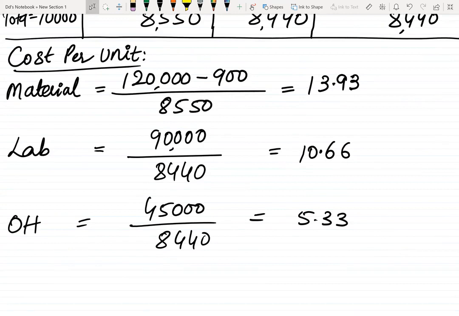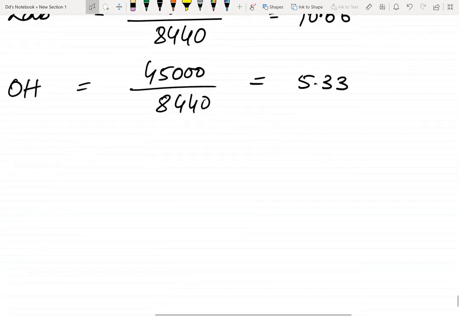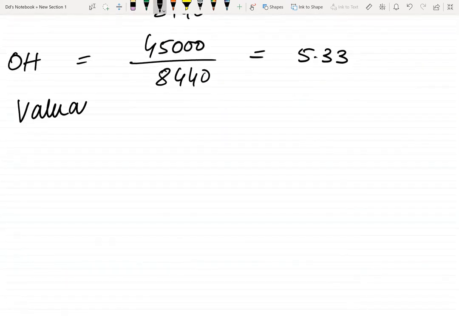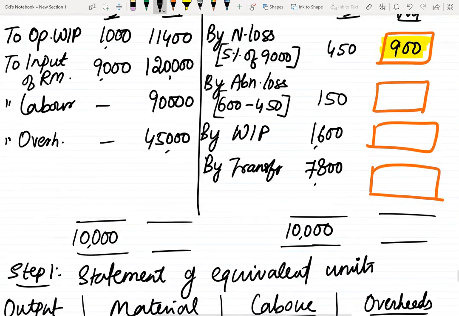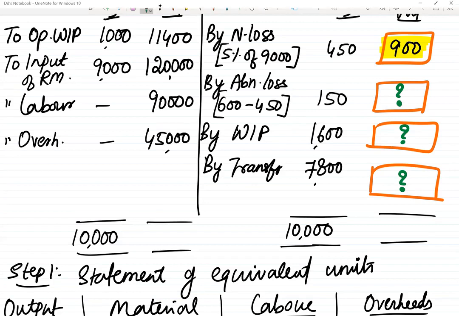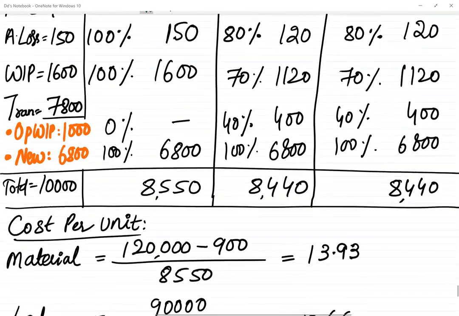What is the next thing to be done? Valuation. Yes. Let us start. What all you have to value, by the way? I will just scroll up. You go to your process account. We need to get these 3 numbers correct. Here, here, and here. That means first you have to value abnormal loss and then WIP and then transfer. Okay. Let's start.